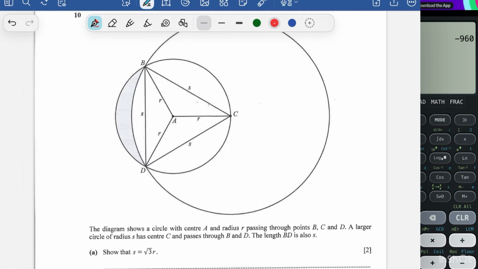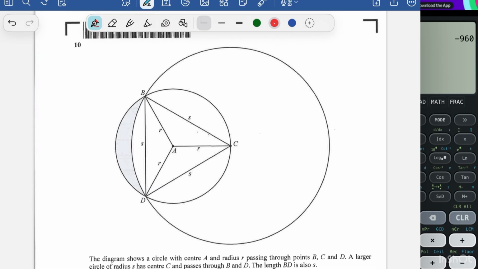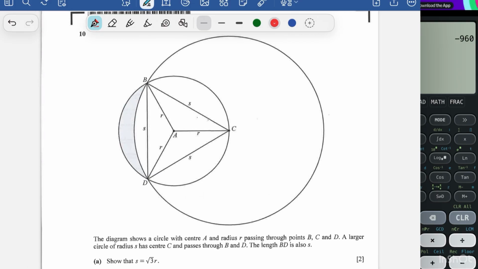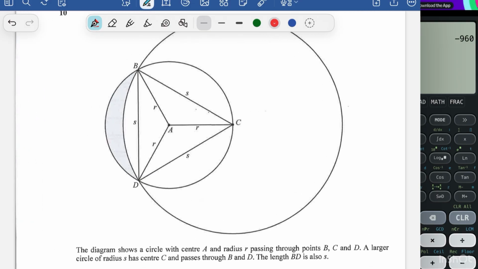So we have this question. It's a very nice diagram. I think this is a repeated question. They just made it bigger. So if you have been doing past papers, you must have seen a question like this before. So the diagram shows a circle with center A and radius this. Okay, so there are two circles. Show that S. So there are different ways you can do this.